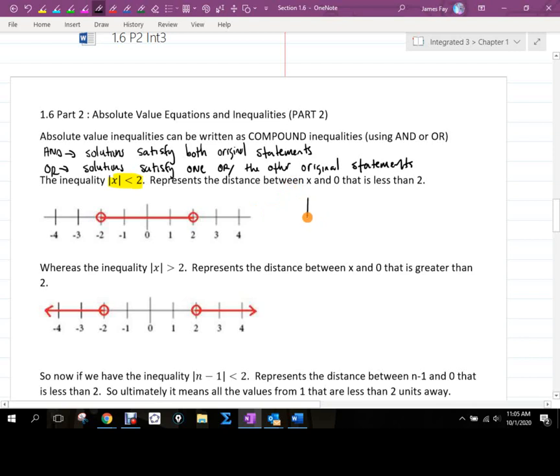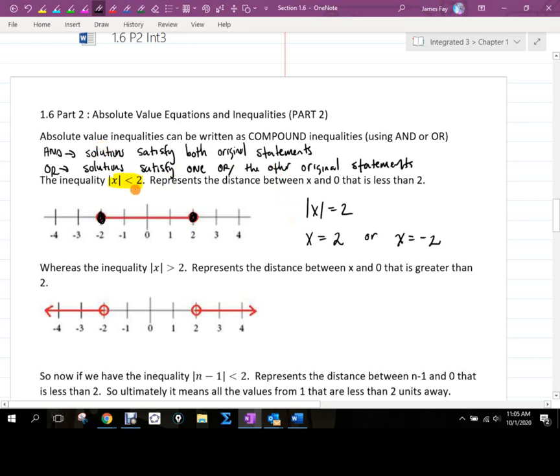So you remember the other day we said, if I have the absolute value of x equals 2, then that really means x could be 2 or x could be negative 2, right? You guys remember doing that? So I could be there, or I could be there. That's if I'm just talking about being equal to 2.